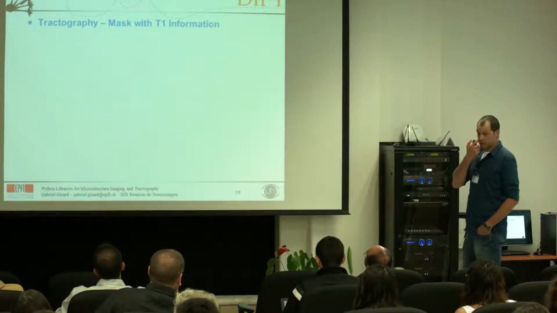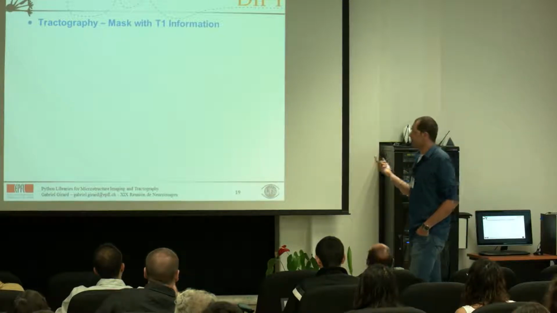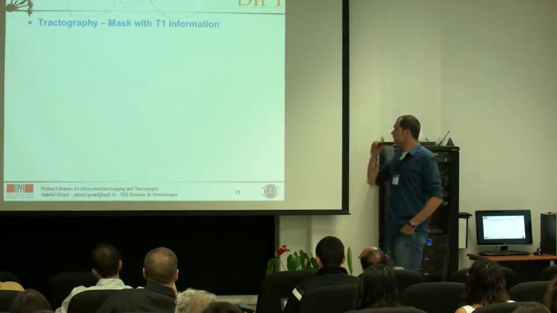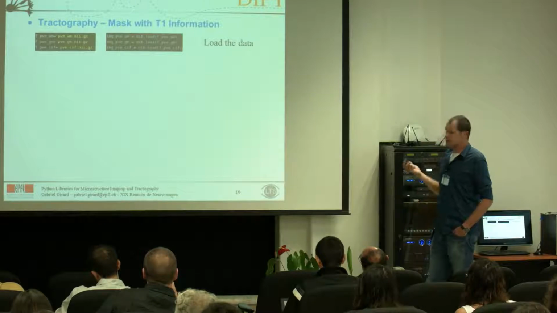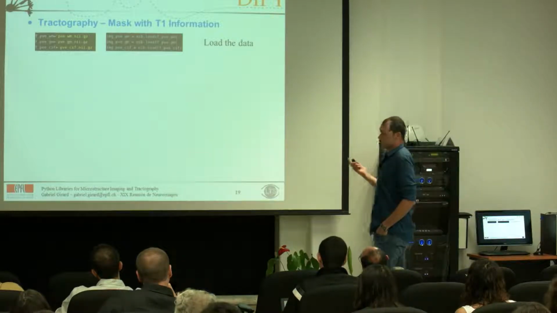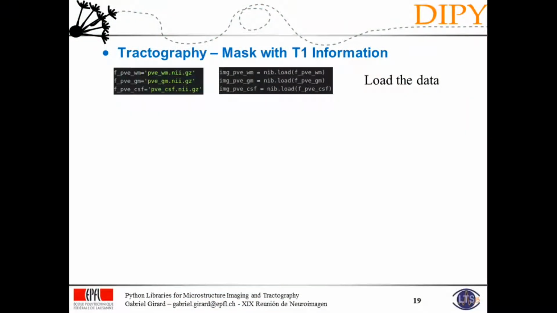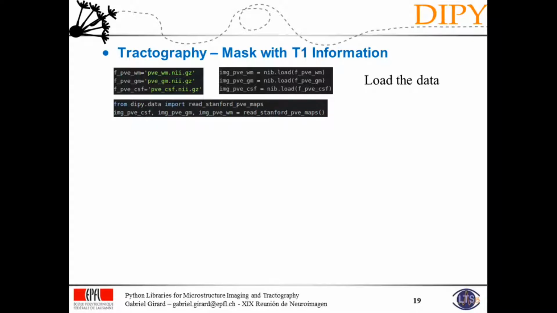So if you would like to do, as I did in the presentation yesterday, and use the T1 to define the mask, you first need to have the partial volume estimation. So the PVEs, partial volume estimation of the white matter, the gray matter, and the CSF. So this is the path to the file. Again, you use nibabel to load those files. And now you have an array containing the data. Or you can get some examples from DIPY if you don't have the images.